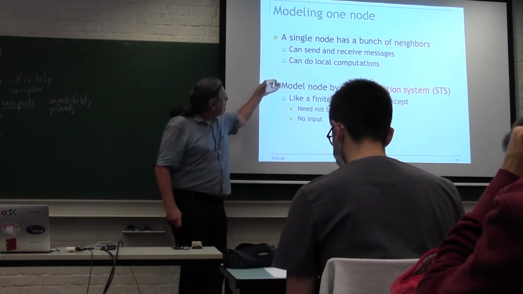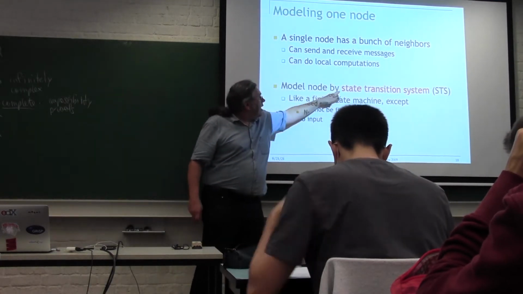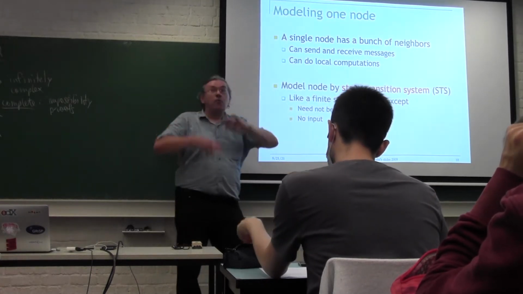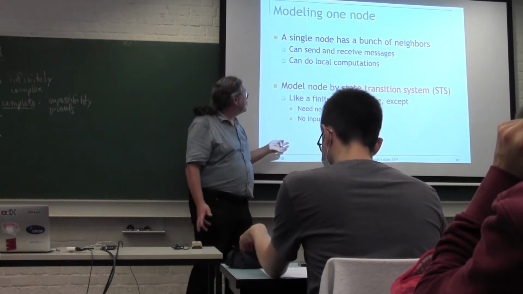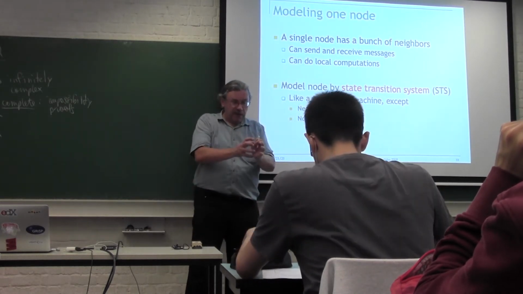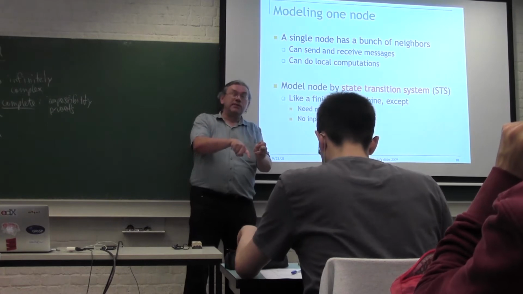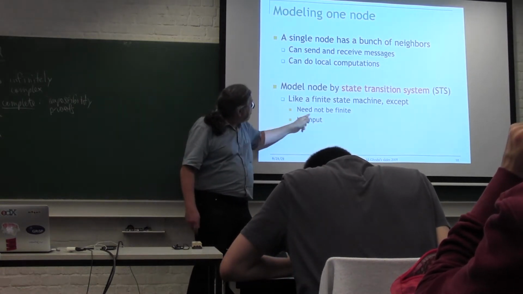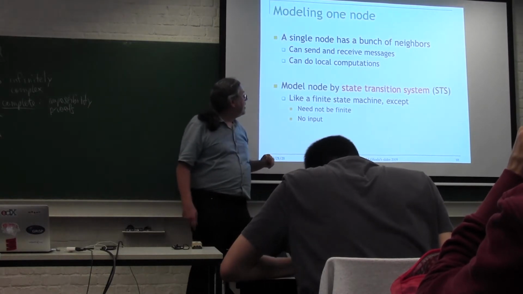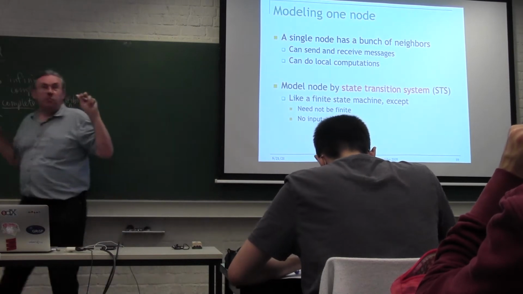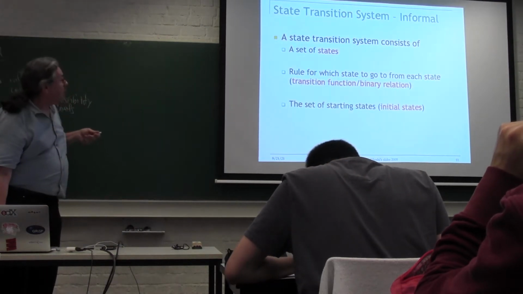We're going to model nodes like a state machine. This is called a state transition system. There are many ways. You have already seen state machines. It's very similar to finite state machines. You have a state and you send a message and it goes to another state. Very simple, but it's maybe not finite, okay? And there's really no input. I mean, there are messages, but that's all there is.